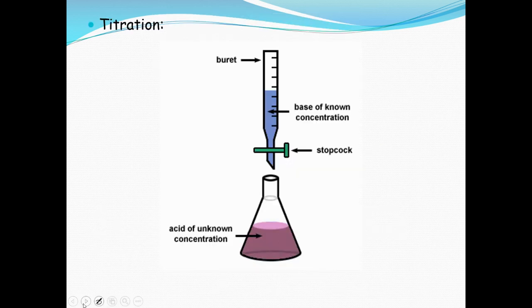Now let's take a look at a setup of a titration. So here we have the setup. Here we have our burette that contains our base that has the known concentration. And then in our flask here, we have our acid of unknown concentration. What we do is run some of our base down into the acid until we get a color change from our acid-base indicator, telling us that we have neutralized all of the acid in our solution.